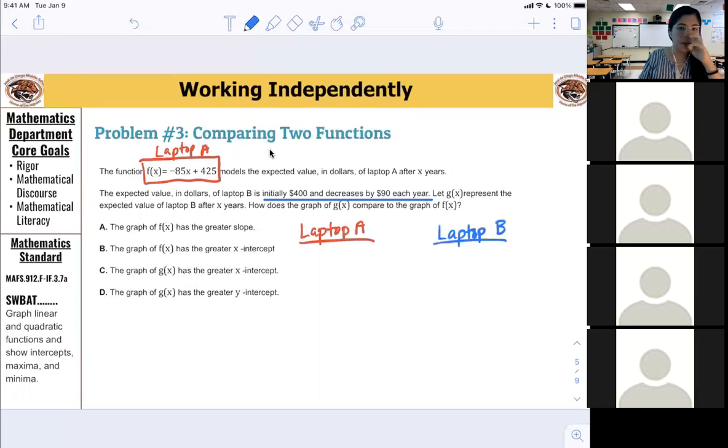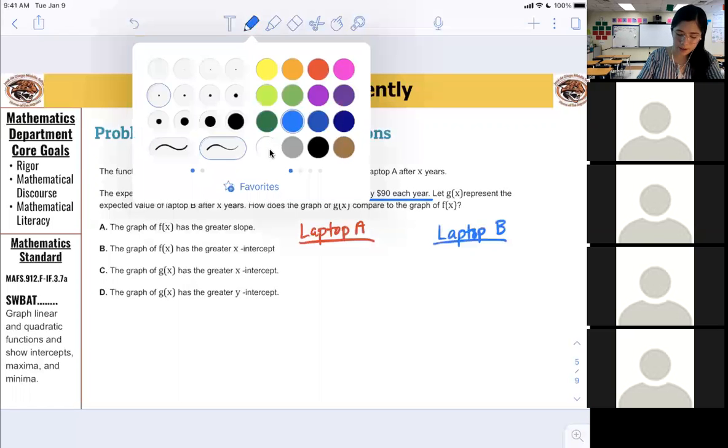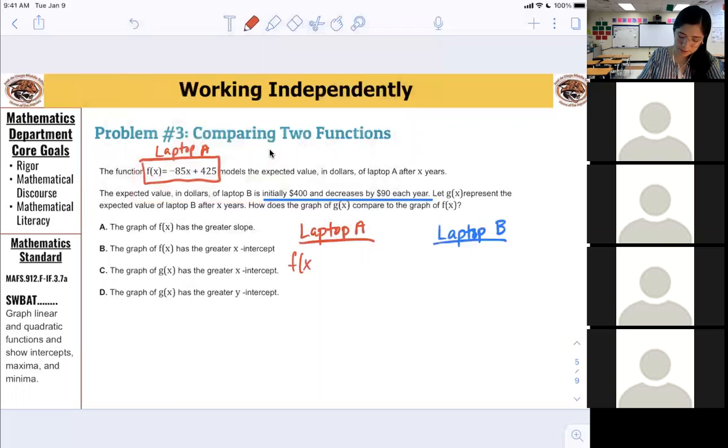Okay, so I know that laptop A is f of x equals negative 85x plus 425, but I don't have an equation for laptop B. Can anyone think of the equation that I can write to represent laptop B? Negative 90x plus 400. Yeah, exactly.